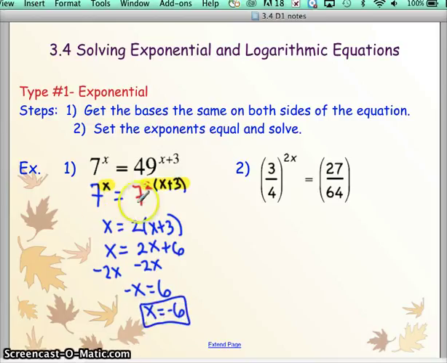As long as the bases are the same, then the exponents would have to be the same in order for them to equal one another. Same kind of problem over here. Let's try to get the bases the same.